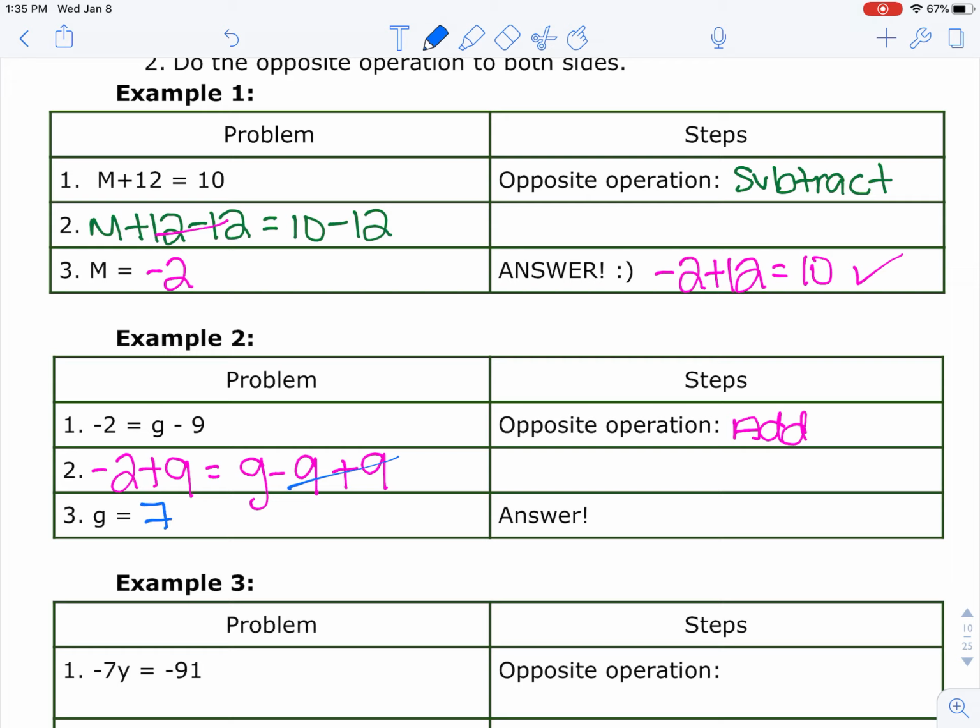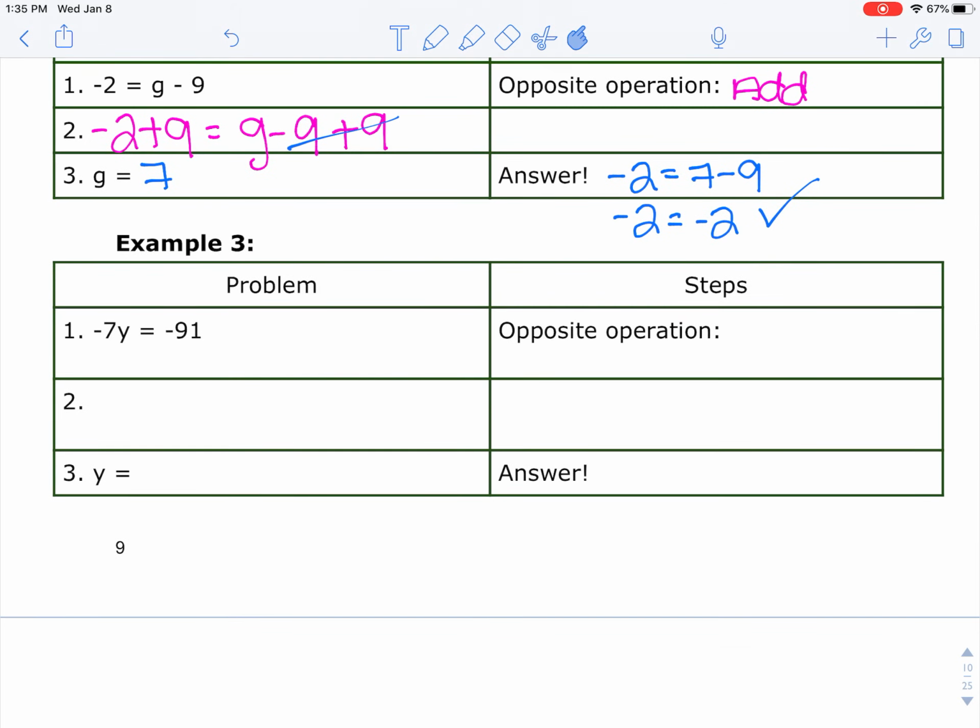You could also check that and say, okay, I don't know if I did it right. I'm going to plug 7 in for G and see. Does -2 equal 7 minus 9? Well, -2 does equal -2. I did it right.